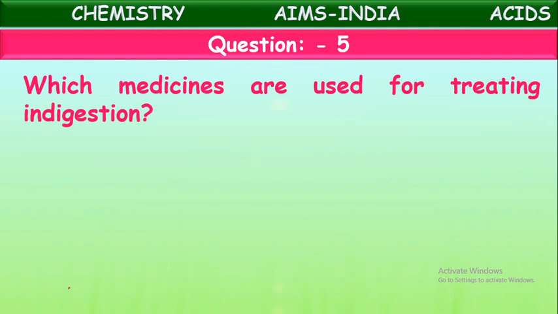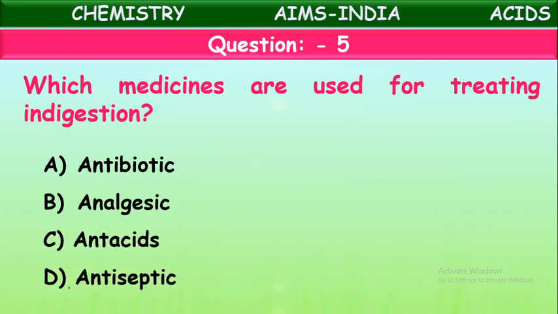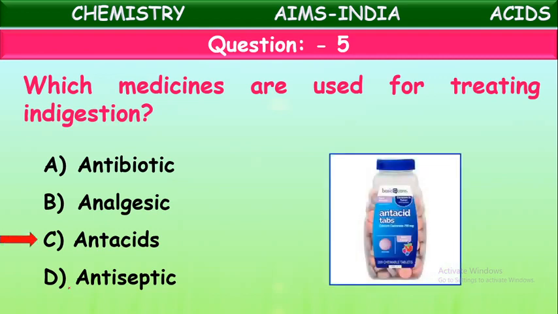So what do they contain? Now they're asking: are they antibiotics? Are they analgesics? Are they antacids? Are they antiseptics? What are those, children? Yes, we use antacids. They contain some bases like milk of magnesia. Magnesium hydroxide is present in them, which is a base in nature. This reacts with the excess amount of hydrochloric acid produced in the stomach and neutralizes it. And hence, we get relief from the indigestion problem and burning sensation.